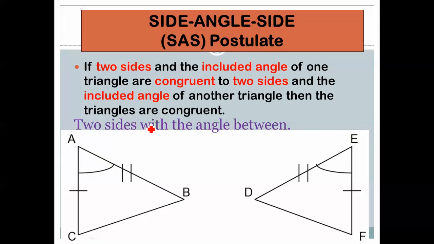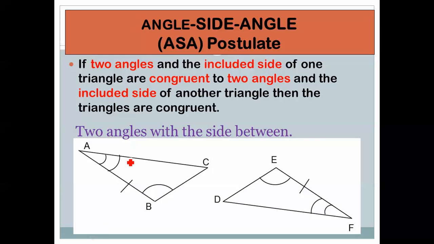Side, angle, side. We kind of think about this as bonds. Side bonded to an angle, bonded to a side. So here's a side that bonds to an angle that bonds to a side. So the side has to be touching the angle, which has to be touching the side. Here's a side touching the angle, touching the side. So this would be side, angle, side.